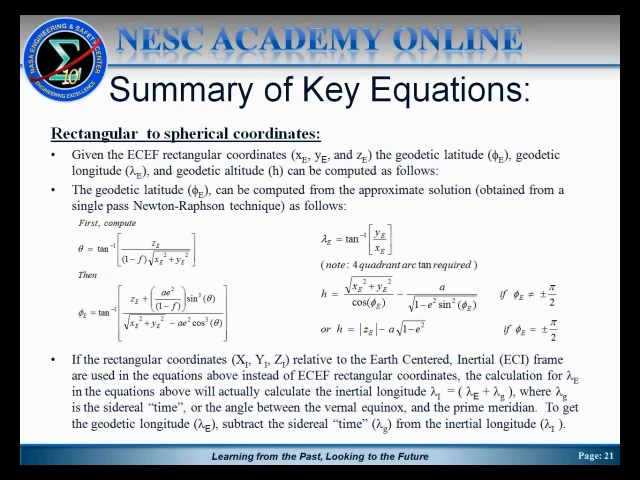Now, if you wanted to do the reverse transformation, if you had the rectangular coordinates of some object and you wanted to convert or calculate the spherical coordinates, latitude, longitude, and altitude, these are the equations that you use to perform that calculation. And again, these were discussed in length in part 1 of the presentation as well, but summarized here.